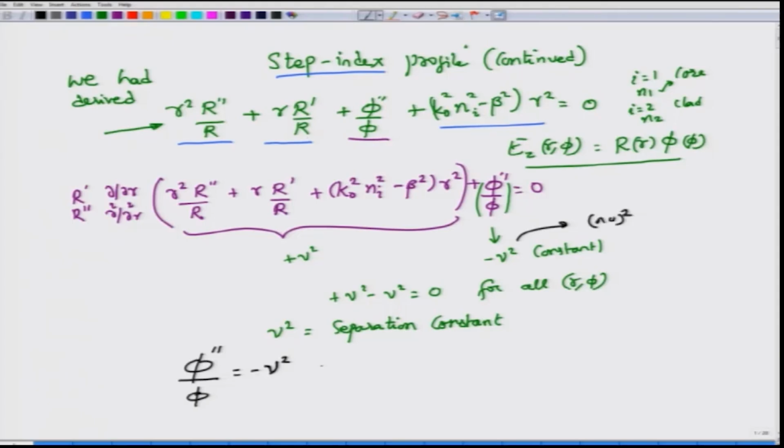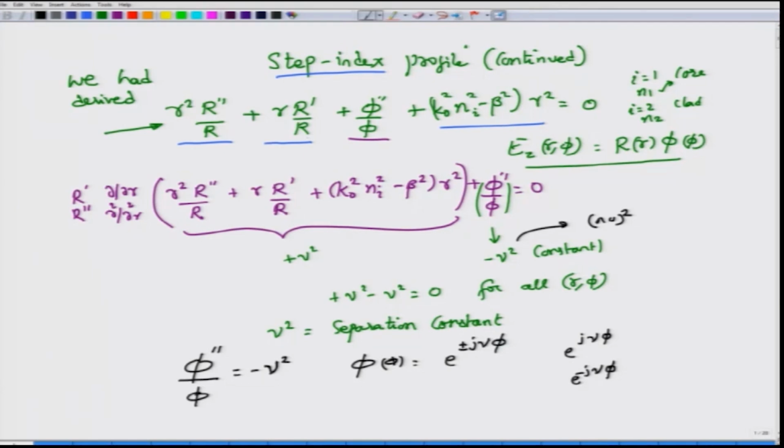Okay. So, this equation is essentially a second order differential equation, a nice homogeneous equation whose solutions, as you can verify, are given by e to the power plus or minus j nu phi, right. Now, either I can choose e to the power j nu phi or I can choose e to the power minus j nu phi, whichever solution I choose is perfectly fine.